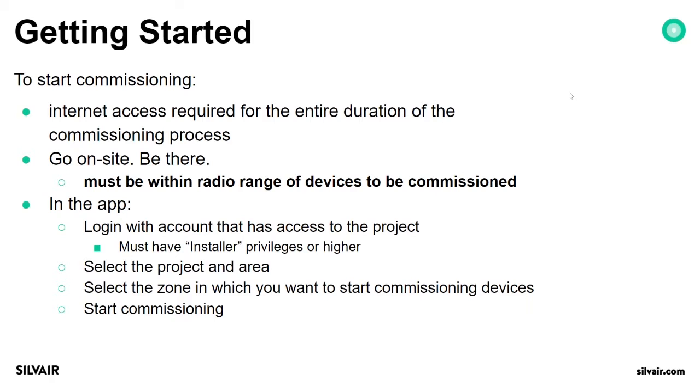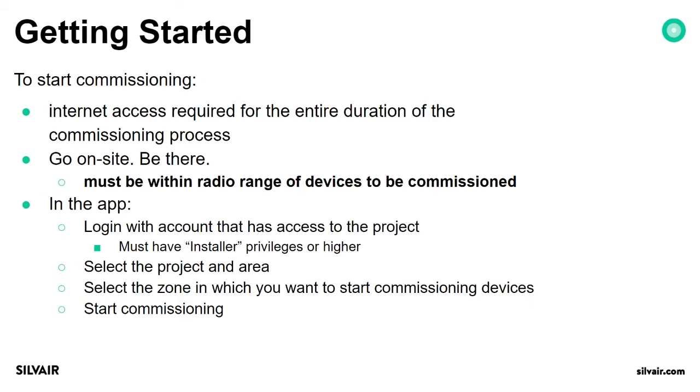To start commissioning, you need internet access for the entire duration of the commissioning process. This is for your telephone. It might be an iOS-enabled tablet or phone. You need to be within radio range of the devices to be commissioned. So if your mobile application doesn't see the device that you want to commission, you won't be able to commission such a device.